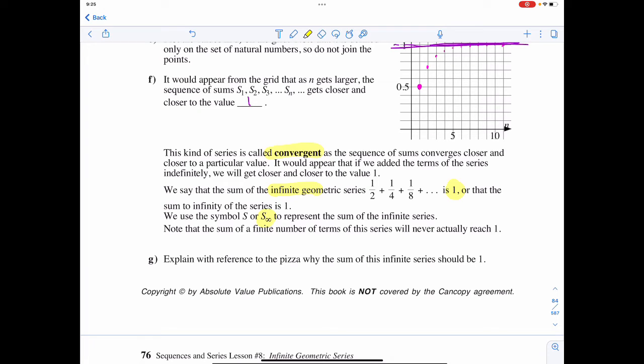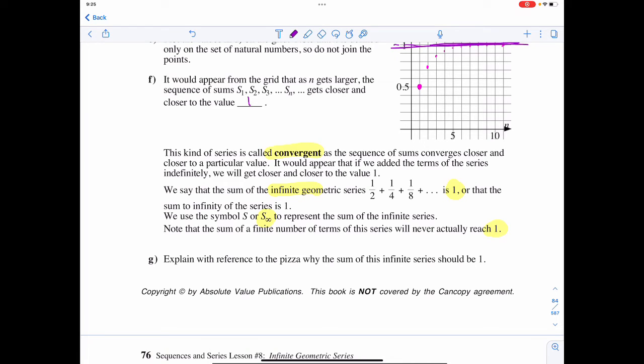Note that the sum of a finite number of terms in this series will never actually reach 1, because it would have to keep adding and splitting that half going on for infinity. The number would get smaller and smaller and smaller, so theoretically going on forever, it would get so small that it would eventually just get rounded to 1, because it's so infinitesimally small that we wouldn't really be able to measure it in a meaningful way.